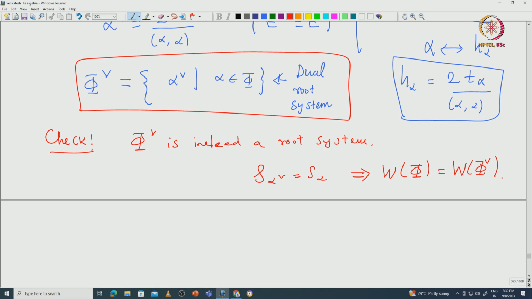Okay, I am running out of time now, so I guess I will stop here and continue in the next class with the smaller dimensional root systems and their classifications. Thank you.